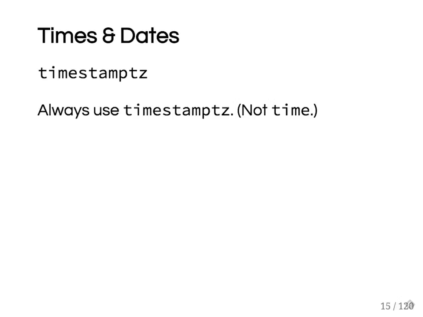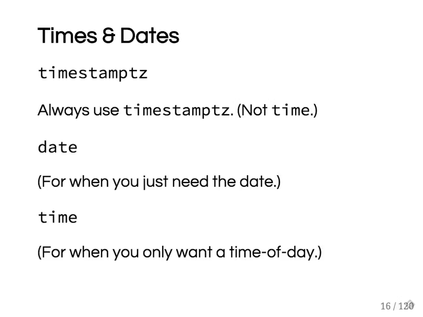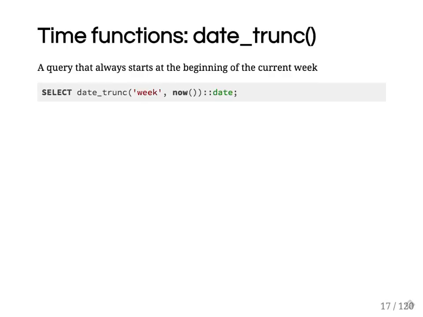Time is time of day. So that's time without date. Sometimes you do just need a date. Originally I just said no one ever uses time, but someone said sometimes you actually do want time of day for cron jobs and things like that. Okay. But usually what you want is timestamp TZ.